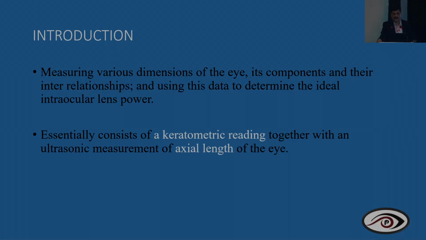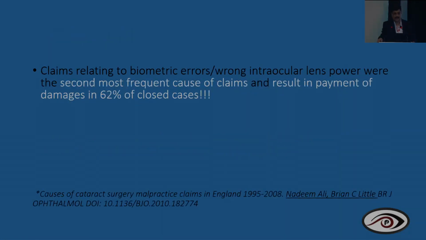It has two components: one is keratometry reading and the other is the axial length of the eye. If you look at the literature, almost around 62% of the claims regarding problems post-cataract surgery are due to biometric error. So you have to be dead on with your biometry.